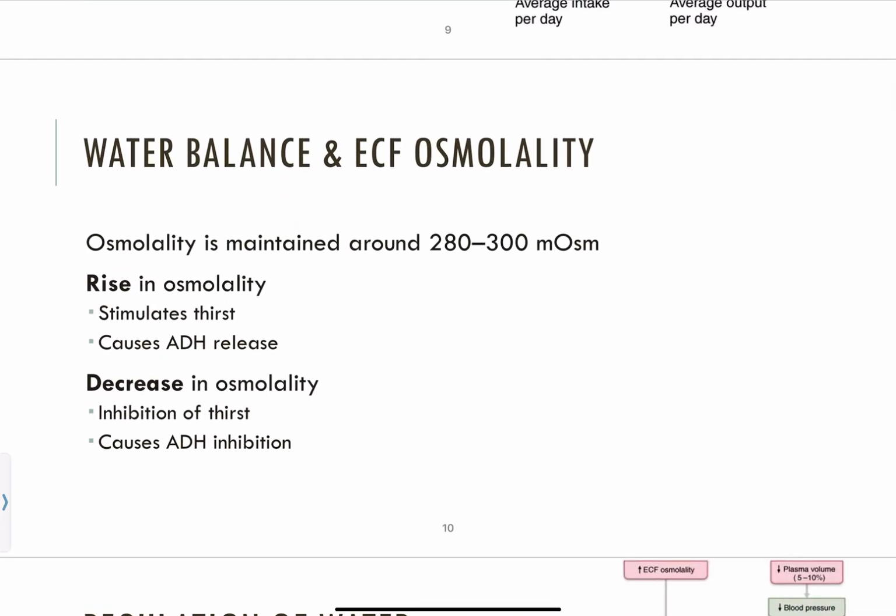Okay, so what they're going to go into next is basically taking everything we've learned up until this point about osmolality and concentration and applying it to what that's going to do to our hormones. So if we have a rise in osmolality, meaning a high concentration of solutes in our extracellular fluid, it's going to cause two things. It's going to activate or stimulate our thirst mechanism, which is controlled by our hypothalamus. And the other thing it's going to do is cause ADH release.